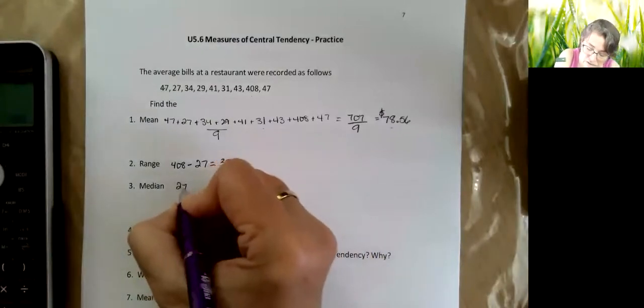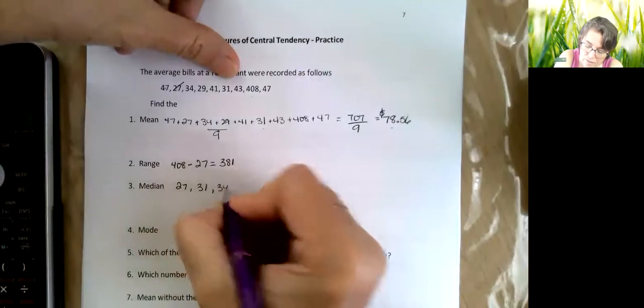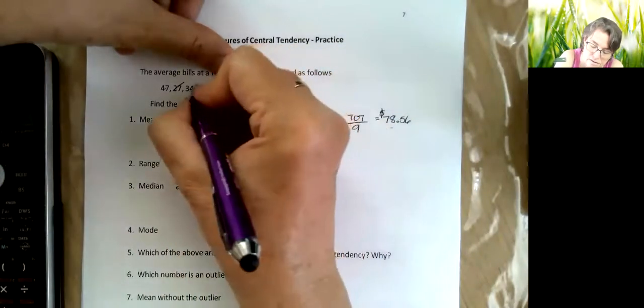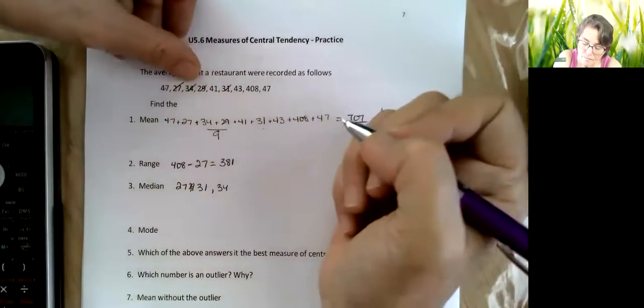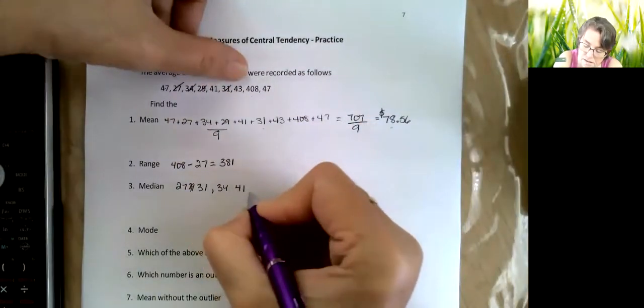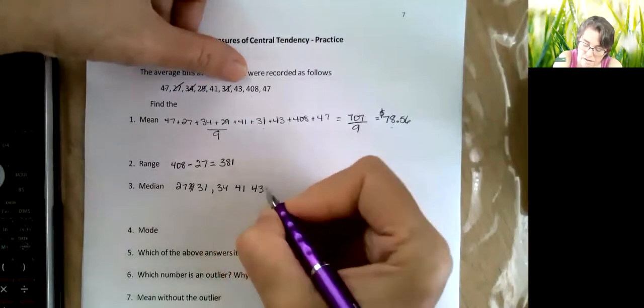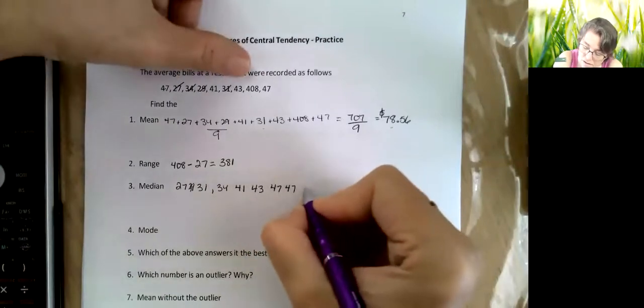So 27, 31, 34. Oh, see, I missed one already. I lost 29. Squish it in there. That is 41, 43, 47, 47, 48. 1, 2, 3, 4, 5, 6, 7, 8, 9.